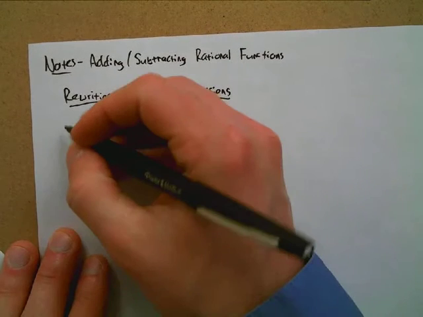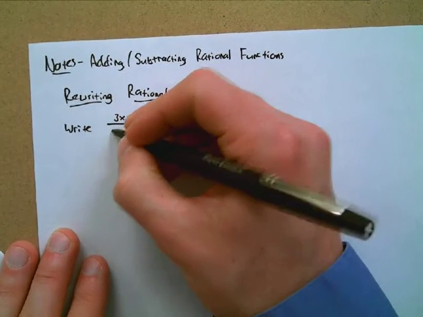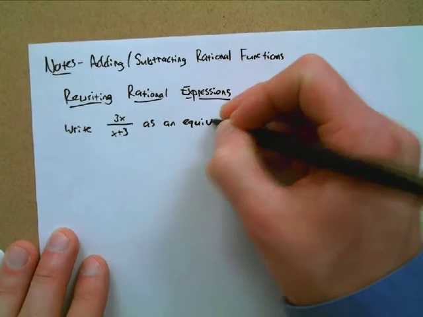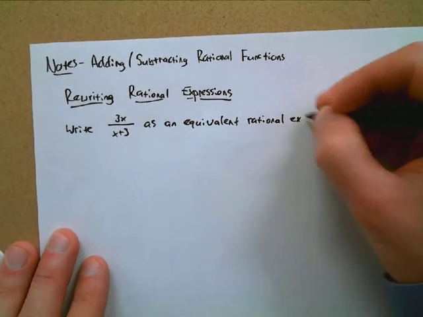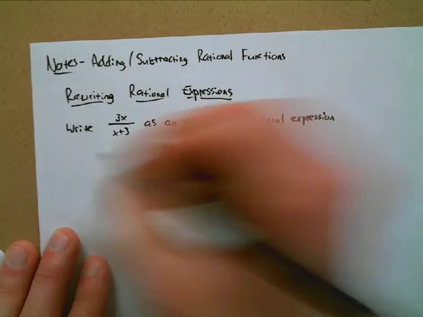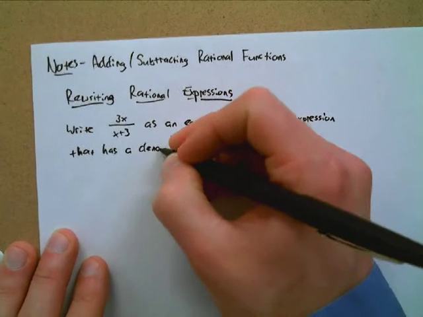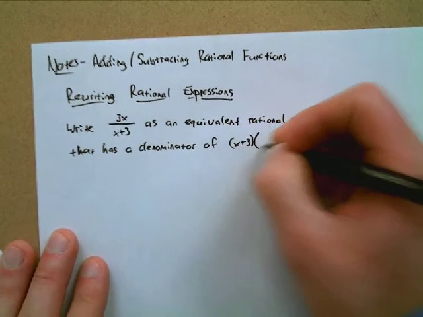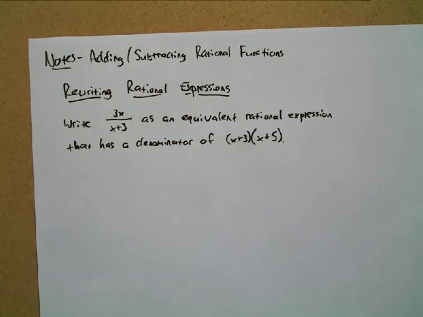So for example, let's say we want to write 3x over x plus 3 as an equivalent rational expression that has a denominator of x plus 3 times x plus 5. Long directions for the task that we're really going to be doing here, but anyway.